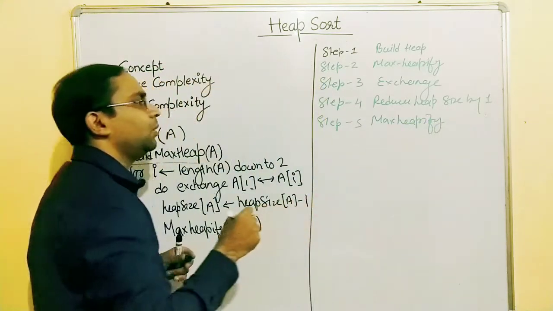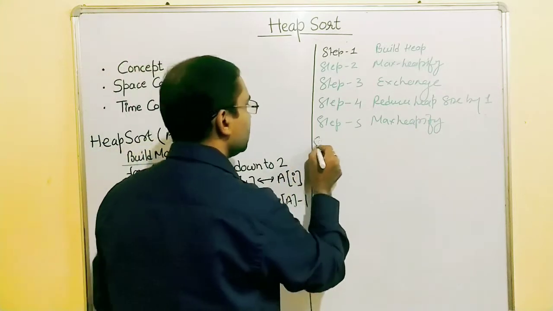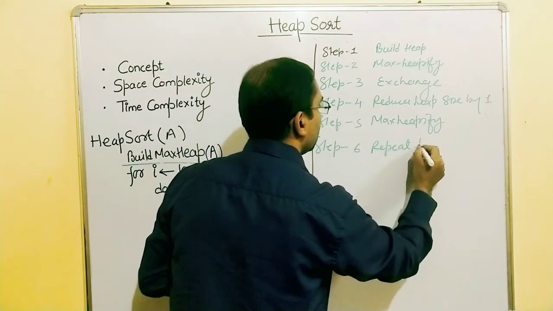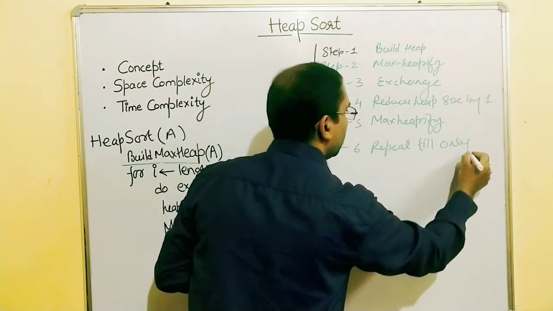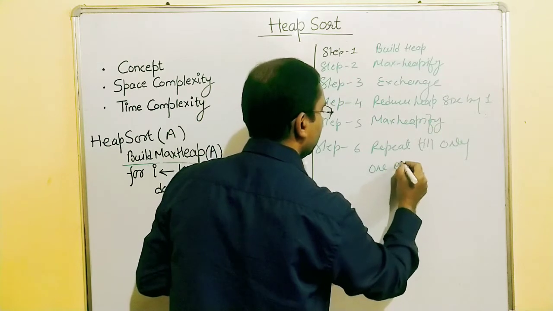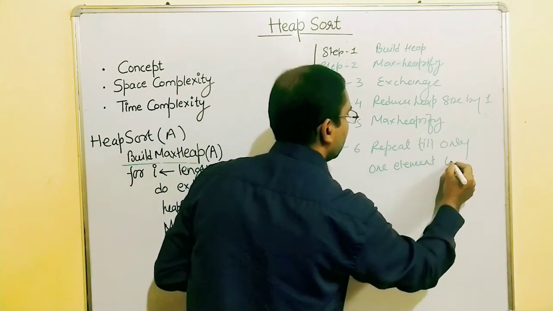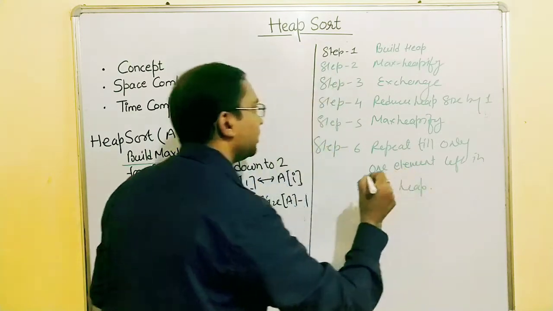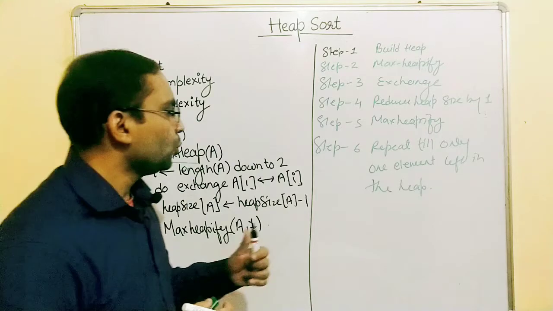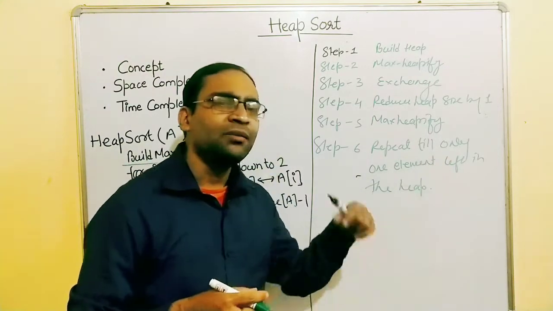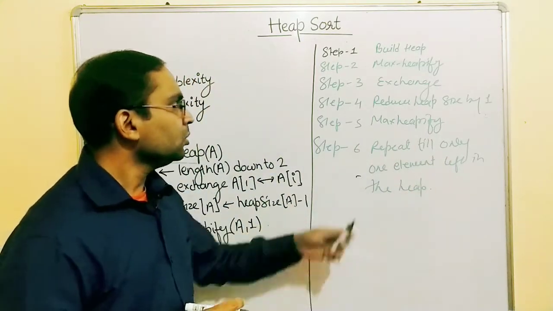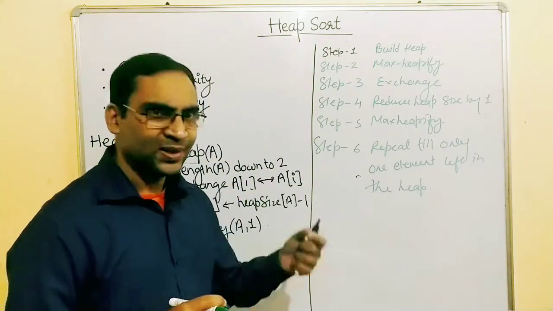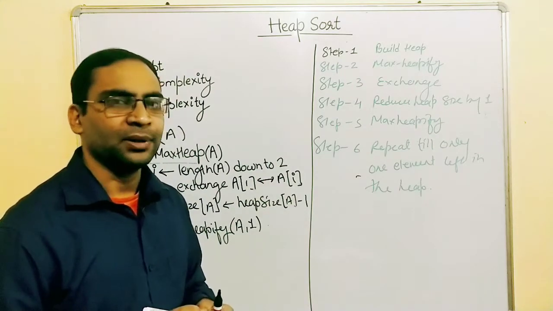Then step number 6 is to repeat till only one element is left in the heap. As we are reducing the heap, we need to repeat this process to be left with one element in the heap. Then we'll have a sorted list. So this is a simple version of the algorithm. It's easier for me to understand. So let me show you all this with one example.